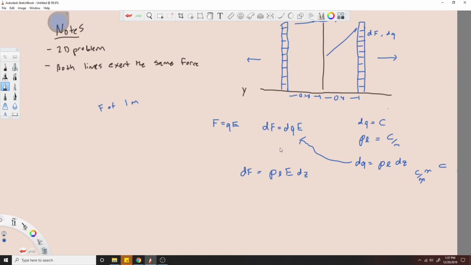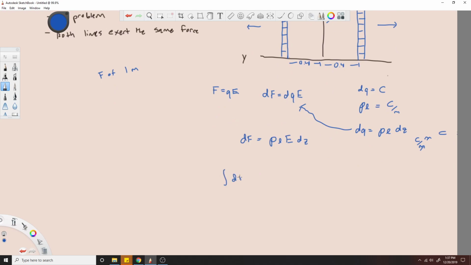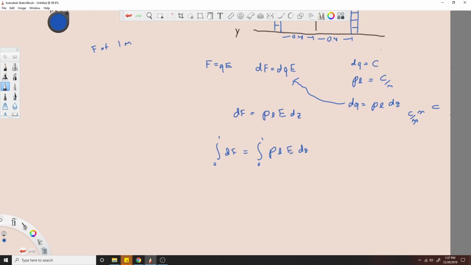So now that we have this perfect little equation, we can do the integral of dF equal to the integral of rho L E dz, from 0 to 1. And that gives us a value of force per 1 meter. So now we have to find out what this E value is, which we already have in terms of our equation. That would just be rho L over 2 pi epsilon naught r. And we don't have to worry about any unit vector because this is essentially a 2D problem, so unit vectors are not necessary.